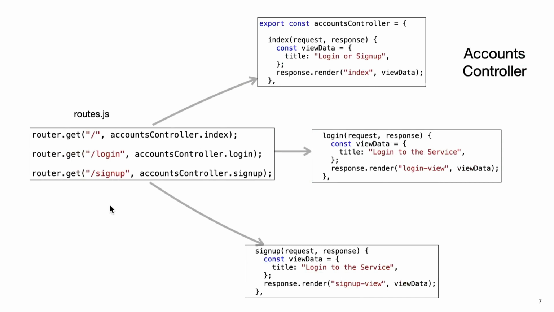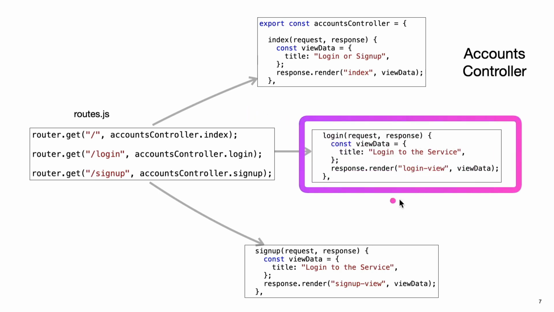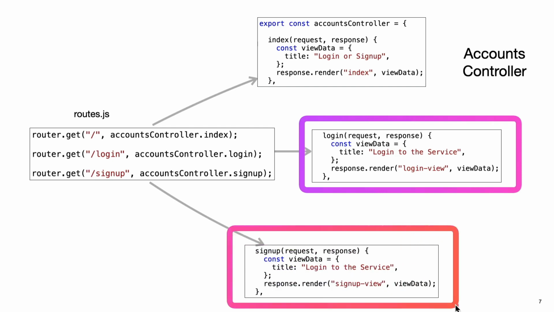Index method, simple enough, just display the index view, and the other two are similar, login and sign up. Remember, we're not implementing the login feature yet, they're just displaying the pages, display the login view, display the sign up view. We're not handling the submission of the form data, the sign up data or login data in these methods. These methods, login and sign up, are just displaying the views.